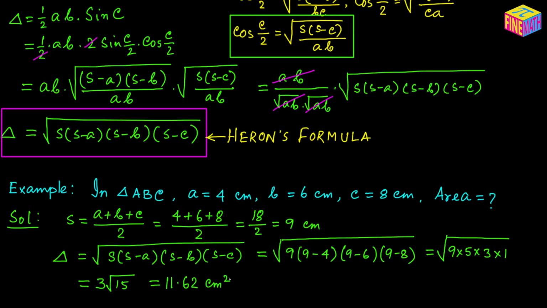Heron's formula is a very handy tool. Whenever we have to calculate the area of a triangle, we can easily use it if we know the side lengths. So make a note of it.